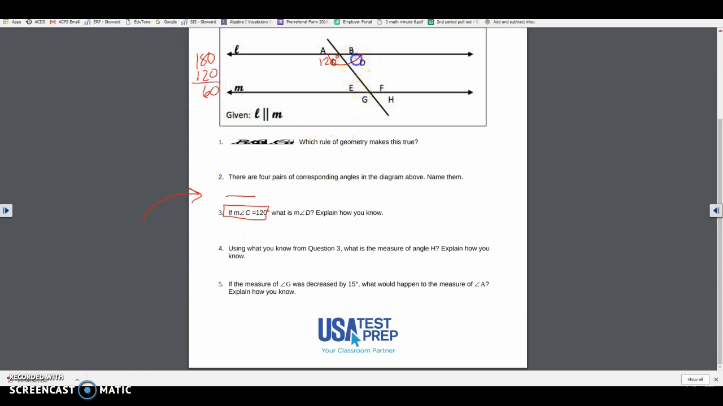So angle D is 60 degrees. I'll put here the measure of angle D equals 60 degrees, and then I'm just going to put supplementary because that explains how I know. And if you write supplementary, I know that you know too that they form a straight line.